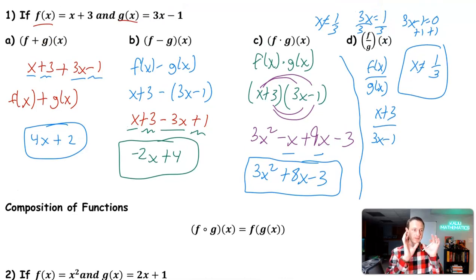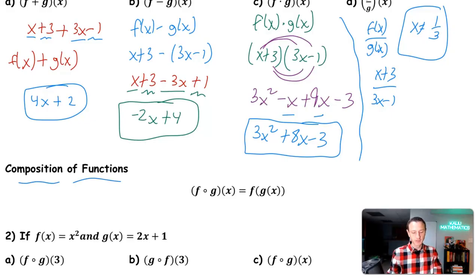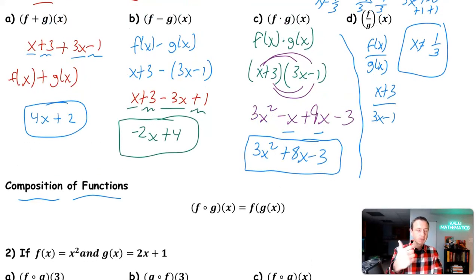So those are just function operations. These are skills that should have been addressed previously, but I just wanted to introduce this as notation to understand the difference between addition, subtraction, multiplication, and division, because now we're going to look at the composition of functions, and the notation may look somewhat similar to this.